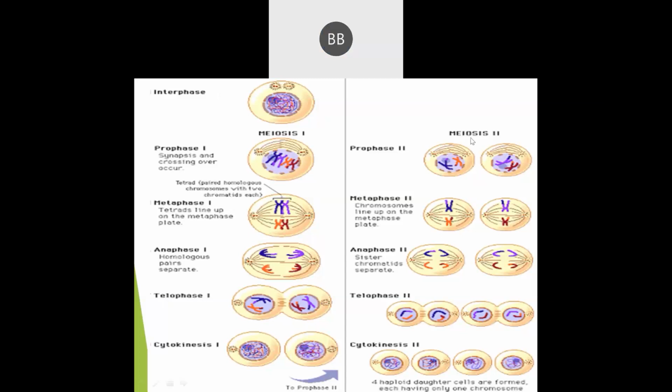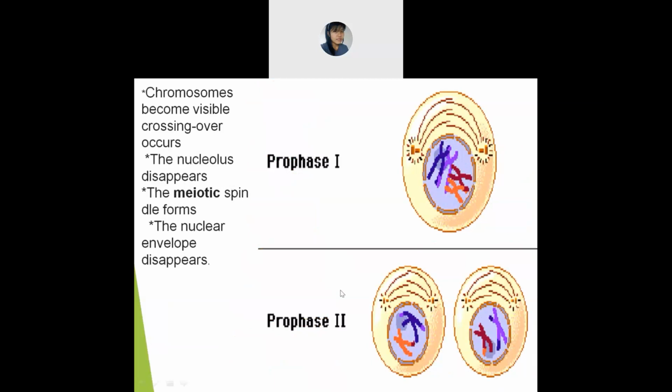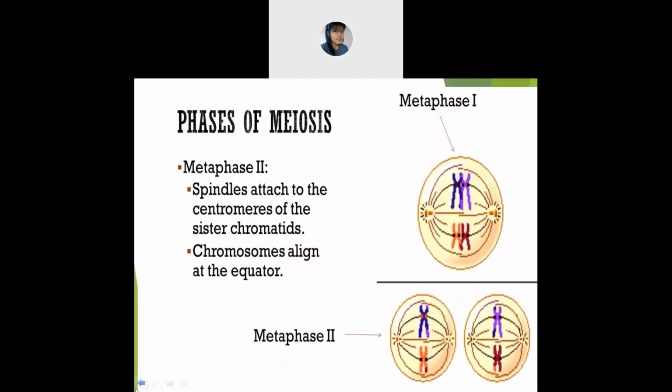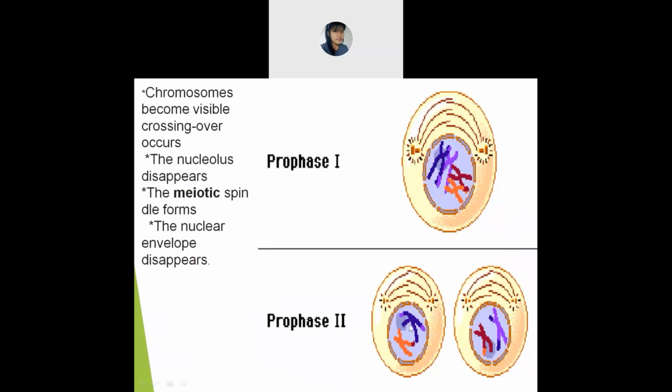Okay, now let us discuss about the meiosis 2. Meiosis 2 and the prophase 2. So in the prophase 2, what will you find? Same thing will occur. The function is the same. So here what will happen? The chromosomes will become visible, crossing over will take place, the nucleolus will start disappearing, the meiotic spindle fiber will form. All right, so this is it.